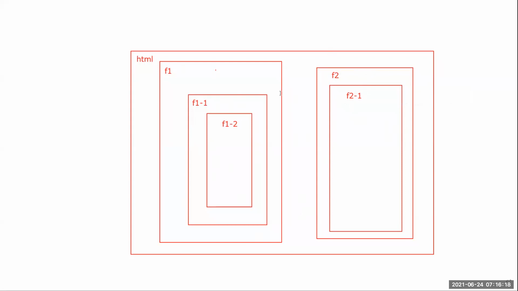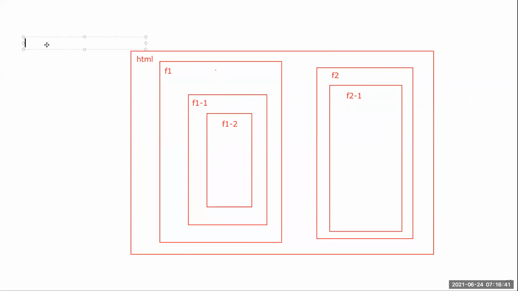You understood, right, what I'm trying to say here? The HTML page has two frames, but inside those frames again there are frames, F11 and F12, and inside the second frame there is one child frame called F21. You understood? Now let me write something here.